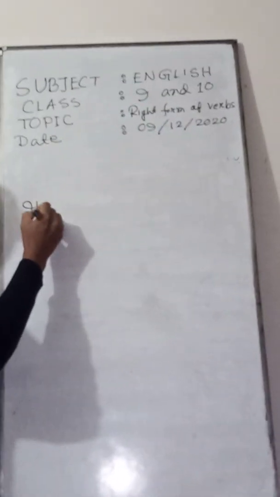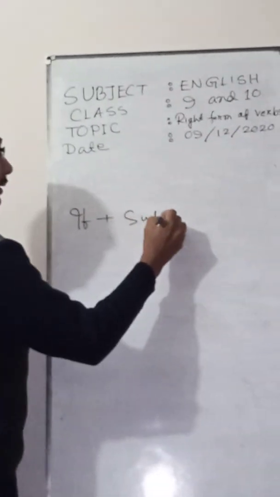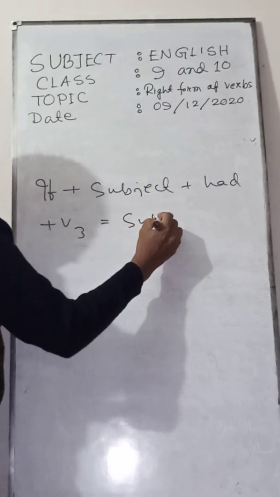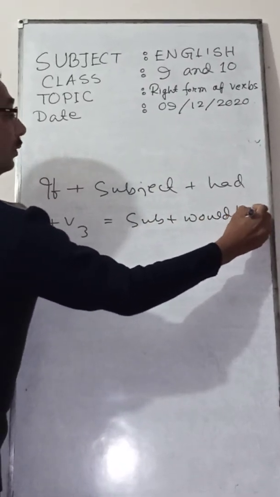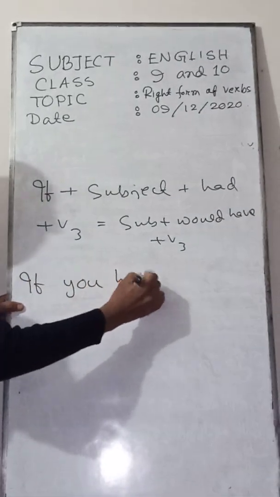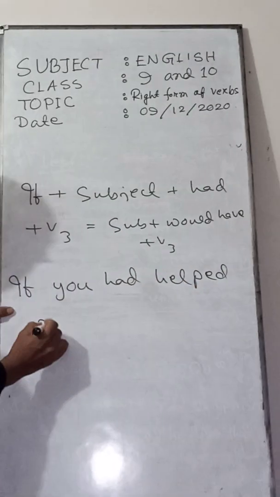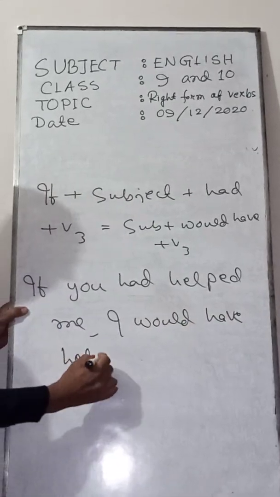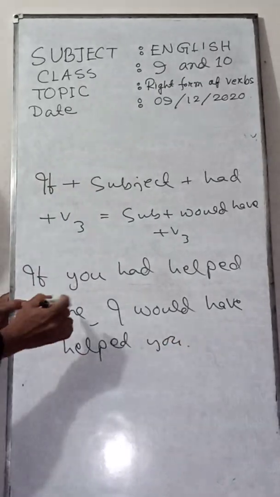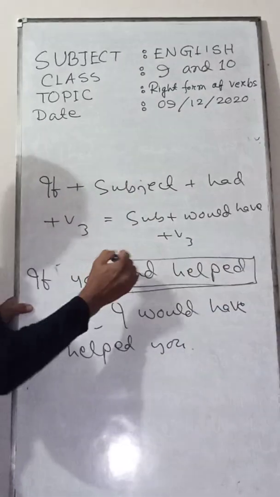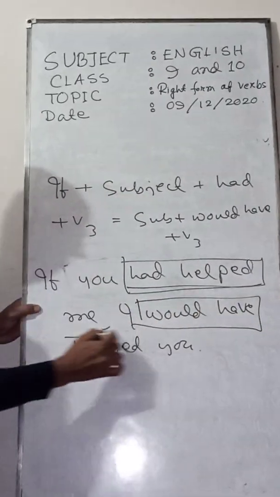You see, if plus subject plus had plus V3. The second structure will be subject plus would have plus V3. You see, if you had helped me, I would have helped you. Here helped is a verb, and this is also a verb, would have plus V3.